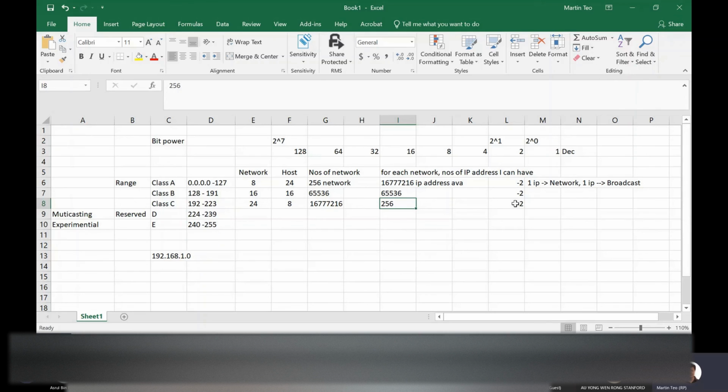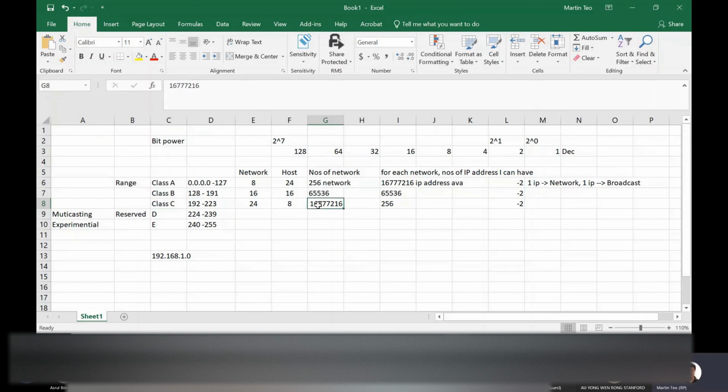What kind of scenario usually applies for class A? Class A is for very big organizations like Microsoft, Cisco, Apple, Taobao, with a few million workers and terminals. Then for class C, maybe we have RP, Republic Poly. Even your small home office can have a class C IP address. So a small office would be in the class C zone.